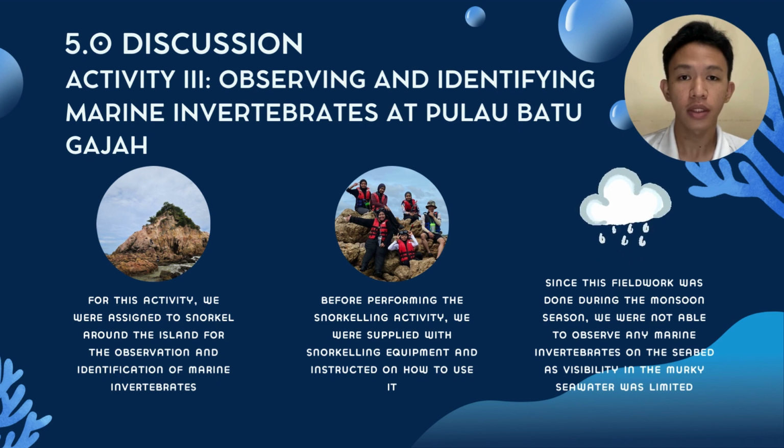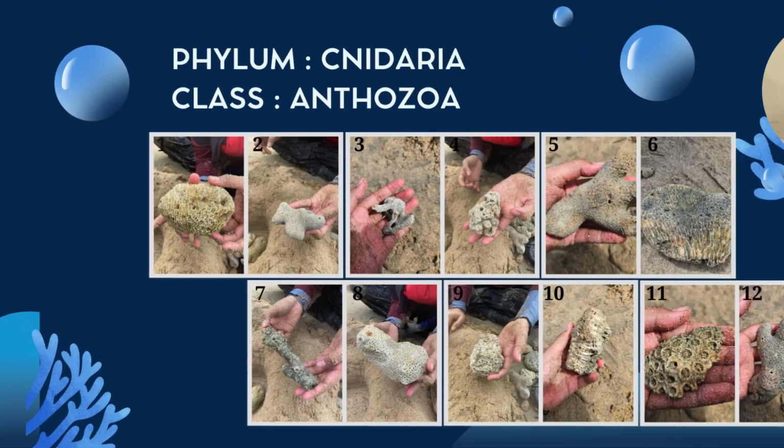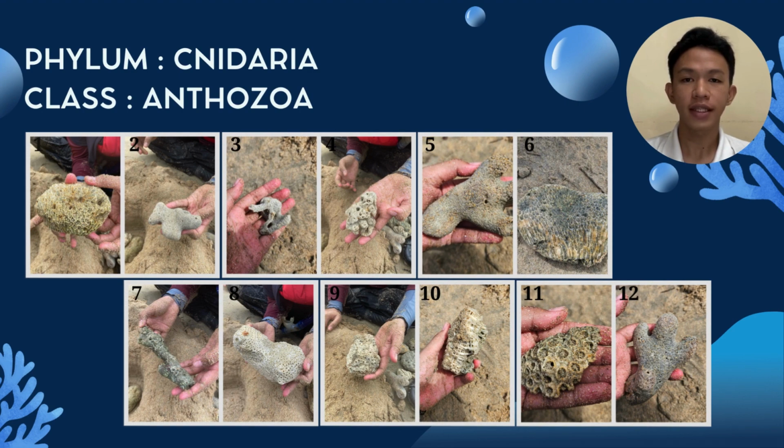Since this fieldwork was done during monsoon season, we were not able to observe any marine invertebrates on the seabed as visibility in the murky seawater was limited. However, we found a total of 17 species of marine invertebrates around the beach of Pulau Batu Gajah.